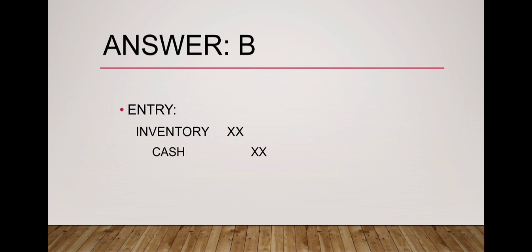The correct answer for question number 3 is letter B. The correct entry is debit inventory and credit cash. Debit inventory, since the acquisition of inventory signifies the inflow of inventory to the business. Therefore, we debit inventory account. And we credit cash because in the acquisition of inventory, we have an outflow of cash resource of the business. Therefore, the cash account is credited.